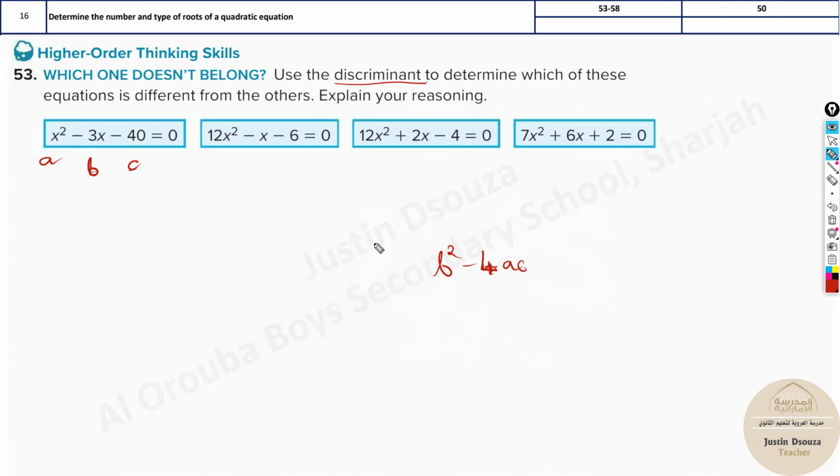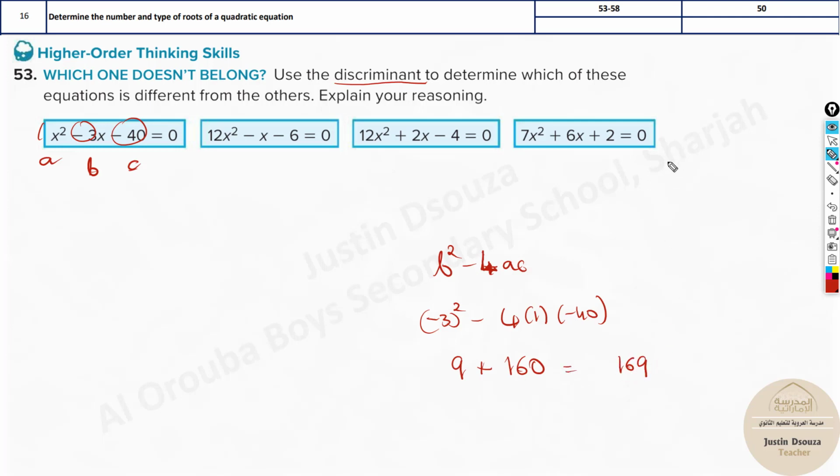Now if we have these values, we can find the discriminant. Let's substitute: a is 1, b is minus 3, and c is minus 40. So b is minus 3, the whole squared, minus 4 times a, which is 1, times c, which is minus 40. It will be 9 minus 4 times 4 is 16... minus and minus will be plus 160. And the answer over here will be 169.